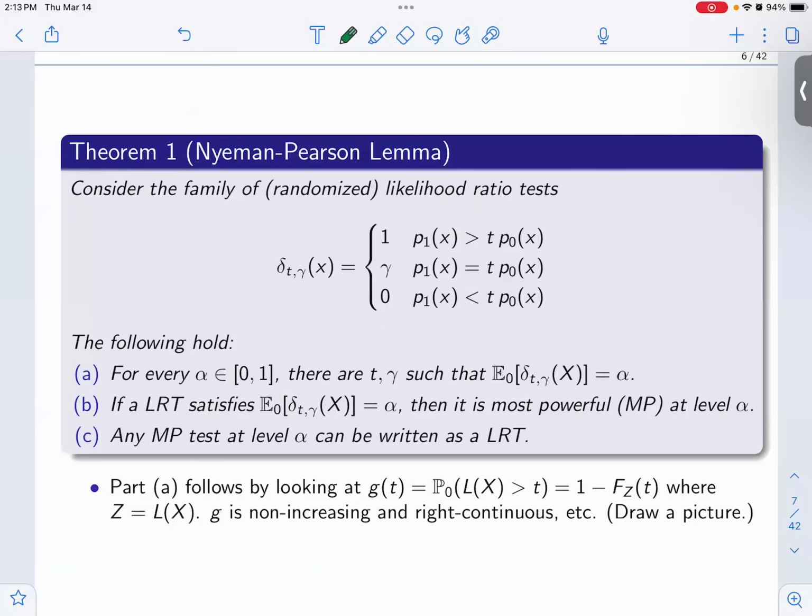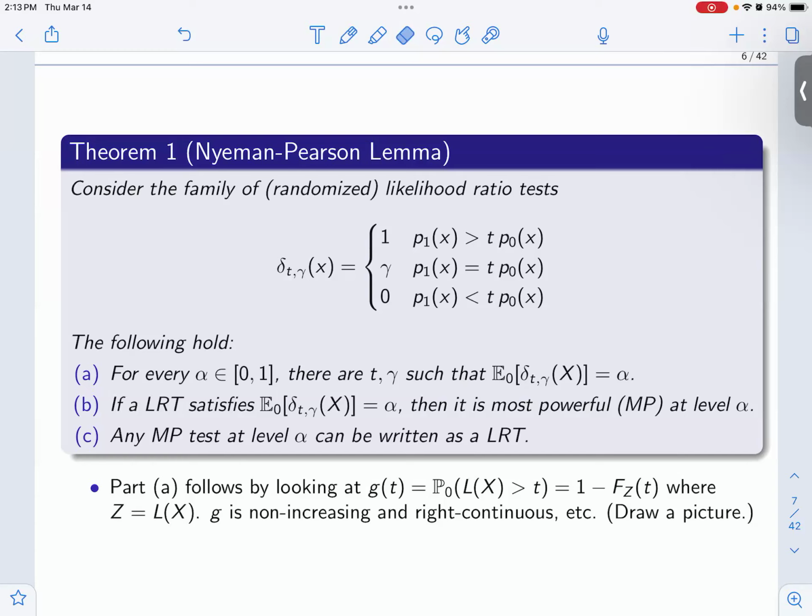Consider a family of randomized likelihood ratio tests of this form. The parameters are tau, which is what used to be tau, you think of it as tau, and gamma, which is this parameter. So you have this sequence or family.